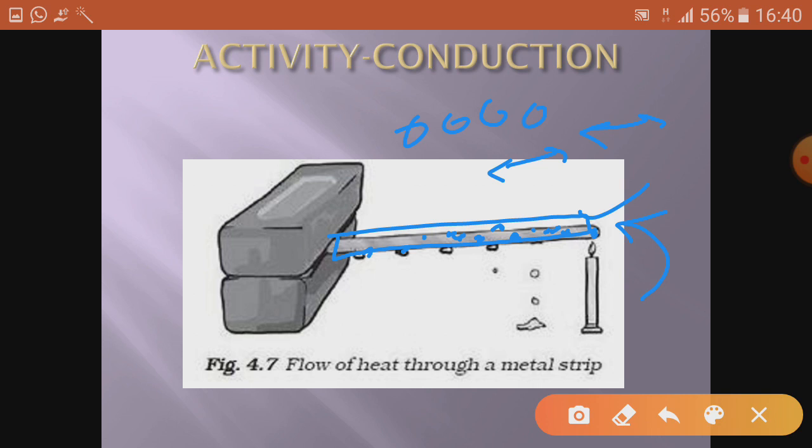The molecules present at the tip of the scale will get the energy, start vibrating and transfer their energy to the next molecule. In this way, they will transfer the energy to the entire scale, and the nails will fall as per their sequence. The nails which are nearer to the flame will fall faster, and so on.